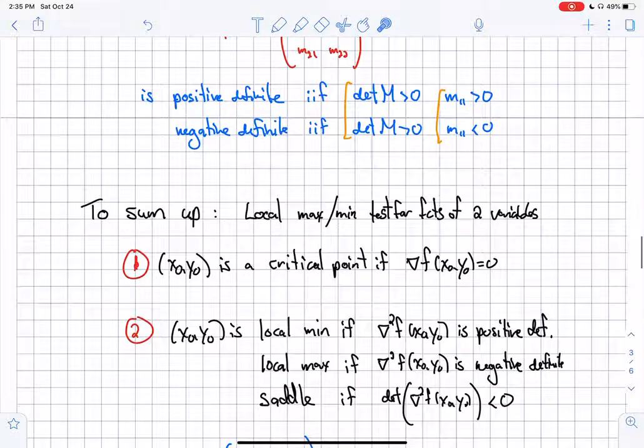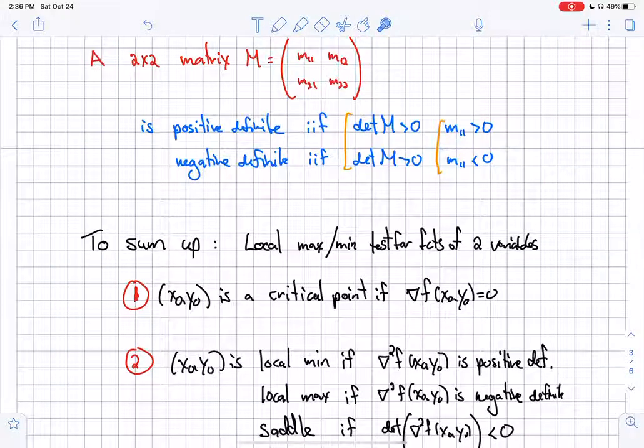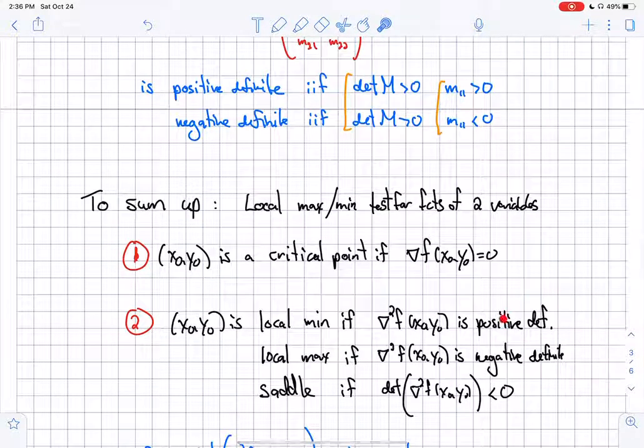To sum up, the test to determine local max, local min, or a saddle point is, first of all, you find the critical points, the points where the gradient is 0. Then you look at the Hessian matrix, you compute the second derivatives. You compute the determinant and you look at the first entry. If it's positive definite, then it is a minimum. If it's negative definite, it's a local max. And if the determinant is actually negative, then it's a saddle point.